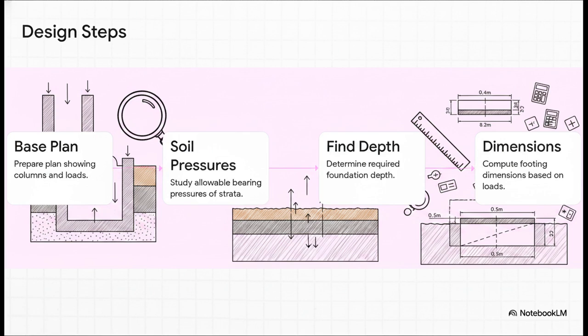According to structural codes, footings generally have to extend at least 0.5 meters below the natural ground level. That's just to ensure they reach a suitable, weather-resistant bearing. And finally, Step 4. Compute the precise dimensions based on all those combined loads and soil pressures.